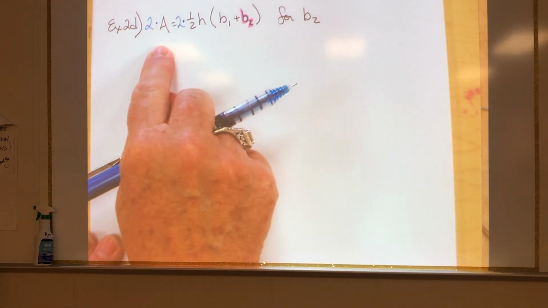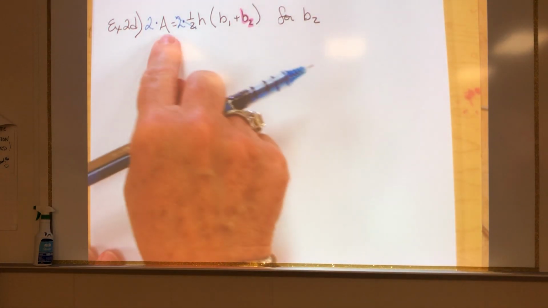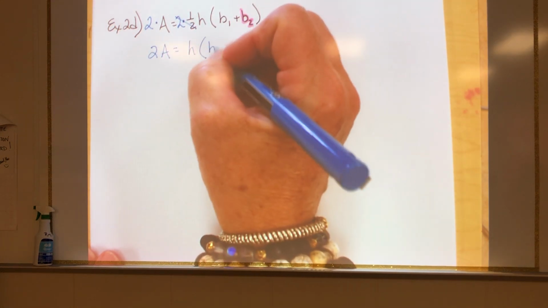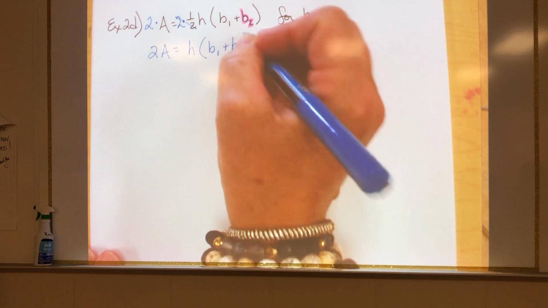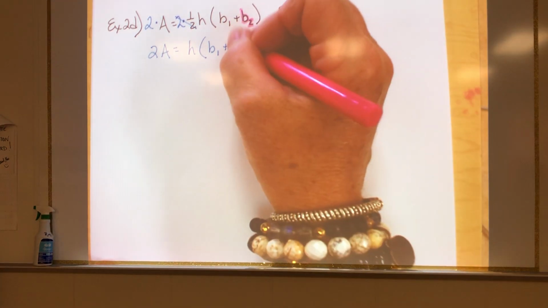Could you have divided by half? Yes, but it was harder. It made it more difficult and it would have taken longer. Okay, so this becomes 2a is equal to h times b sub 1 plus b sub 2. Anybody have any earthly idea what you want to do next?